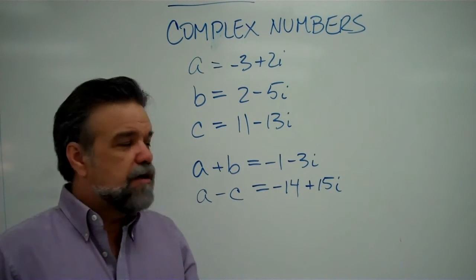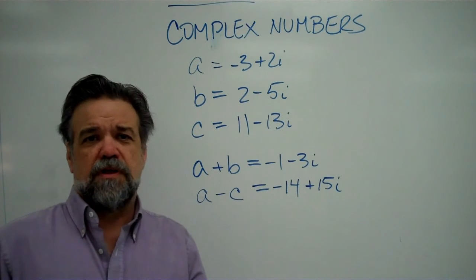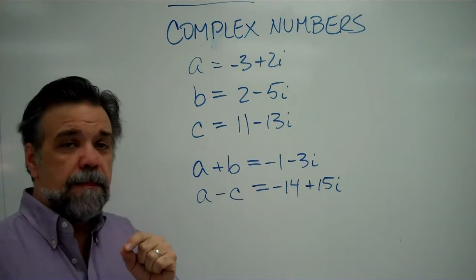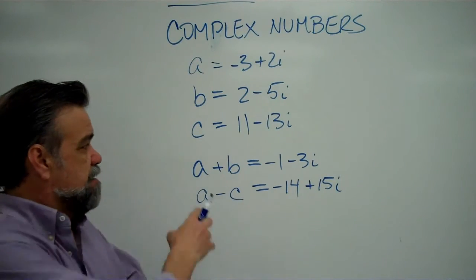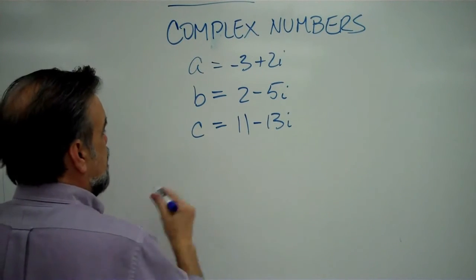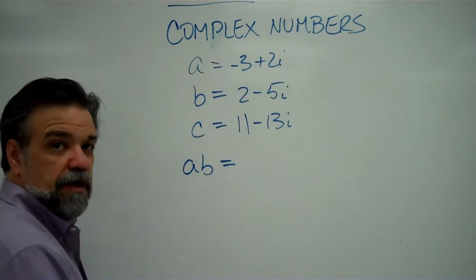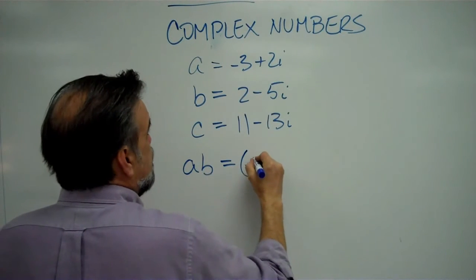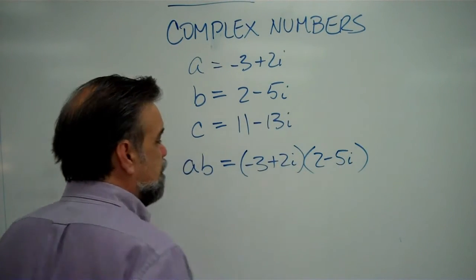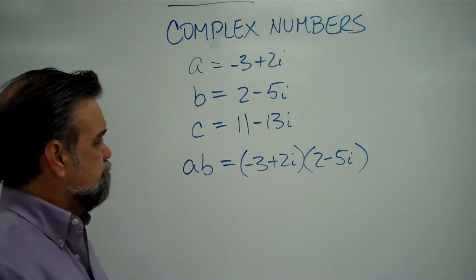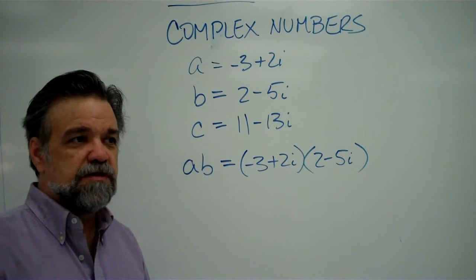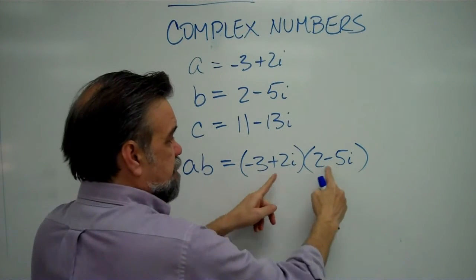Okay? Now let's look at what happens when we multiply our complex numbers. Multiplying complex numbers is a little bit, well, it's not tricky, but it's not nearly as straightforward as this. Let's say we're going to multiply A times B. That's going to be negative 3 plus 2i times 2 minus 5i. Shoot, that just looks like a couple of binomials, doesn't it? Well, how do you multiply binomials? I usually use that old acronym FOIL: first, outside, inside, last.